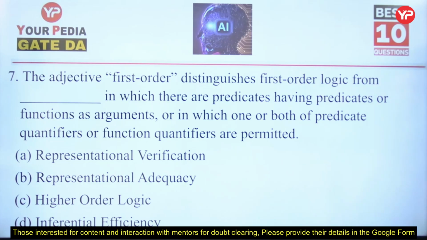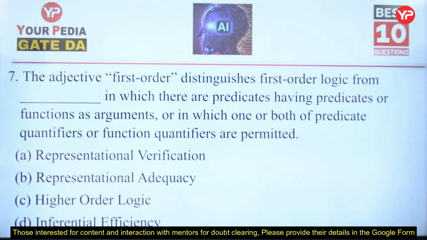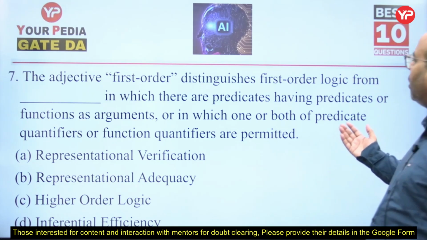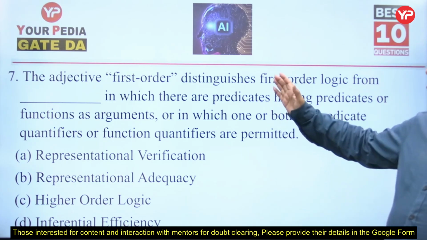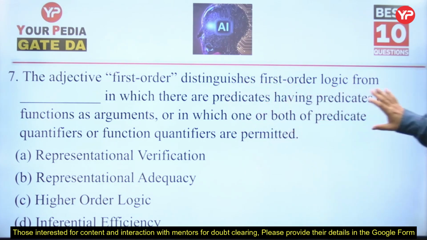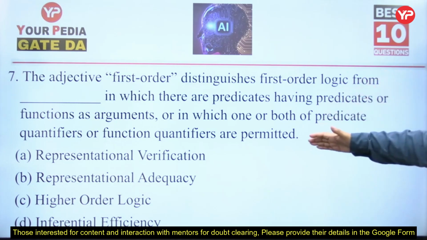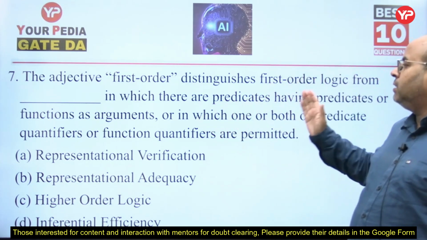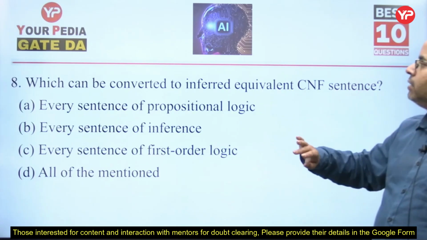Now coming to the next question. The adjective first order distinguishes first order logic from which logic, in which there are predicates having predicates or functions as arguments, or in which one or both of predicate quantifiers or function quantifiers are permitted? So of course this question is about higher order logic. First order logic means predicates will not have predicates. A predicate will only have its property, that's all. But here predicates are going to have predicates and functions are going to be arguments. So that will become higher order logic. So that is higher order logic.